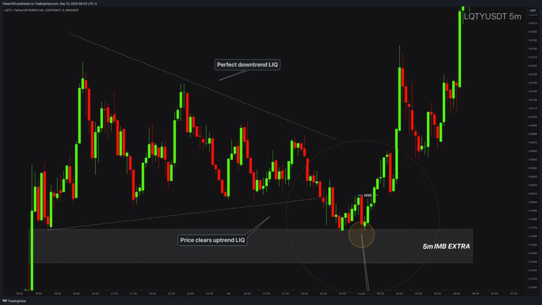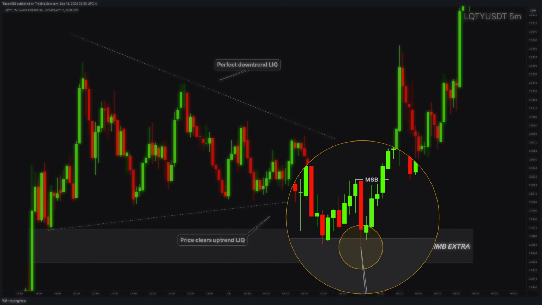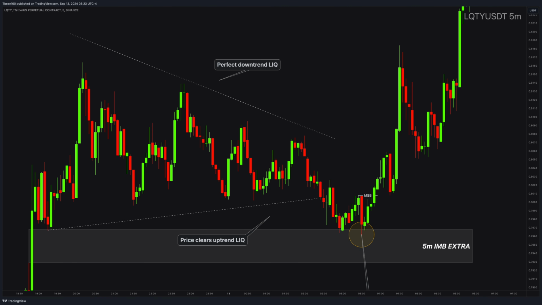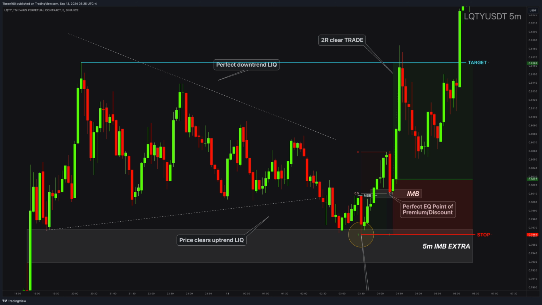Let's zoom in on the chart here. We are still in the 5-minute time frame. Notice the small structure shift right here at this point, right after the price is supercharged by high time frame imbalances. As it creates this lovely inner low time frame imbalance, this is also the EQ point of the premium and discount zone. Now this is a perfect 2R setup here.